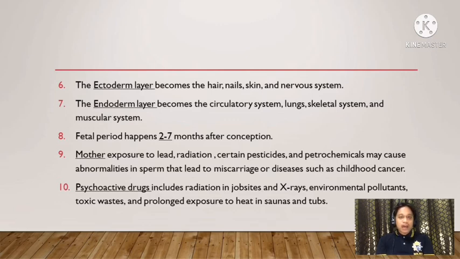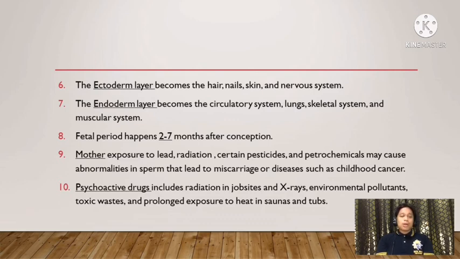Number 7, the endoderm layer becomes the circulatory system, lungs, skeletal system, and muscular system. I repeat, the endoderm layer becomes the circulatory system, lungs, skeletal system, and muscular system. The underlined word there is endoderm layer. Number 8, fetal period happens 2 to 7 months after conception. I repeat, fetal period happens 2 to 7 months after conception. The underlined word there is 2 to 7.